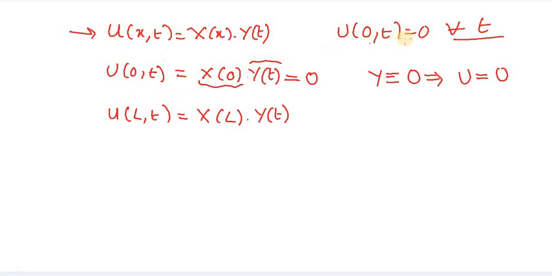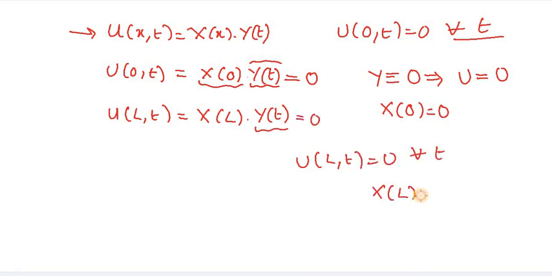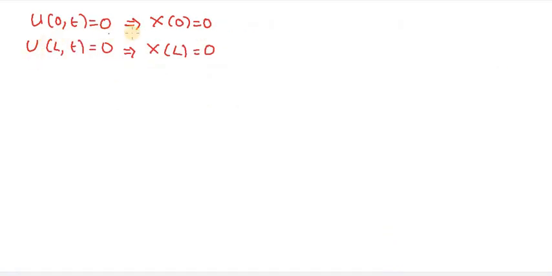So the condition u(0, t) = 0 forces us to have X(0) equal to 0, because there are only two options and we have disposed of the second option. So it should be X(0) equal to 0. Now from this also you can see that the second condition, u(l, t) = 0 for all t, forces X(l) equal to 0. Thus u(0, t) = 0 implies X(0) = 0 and u(l, t) = 0 implies X(l) = 0.